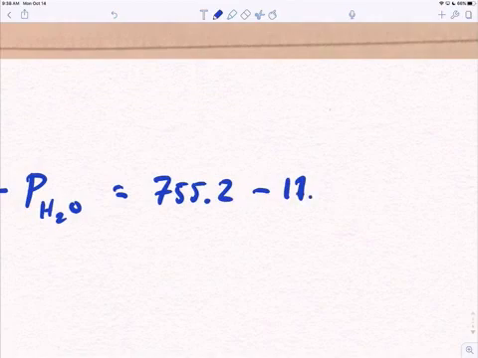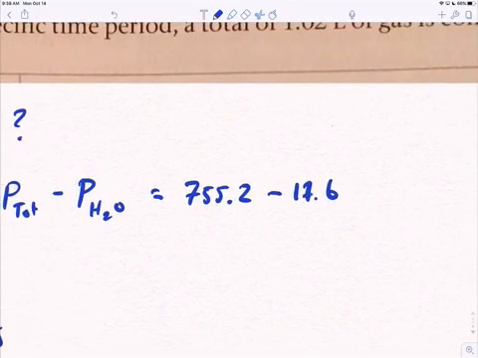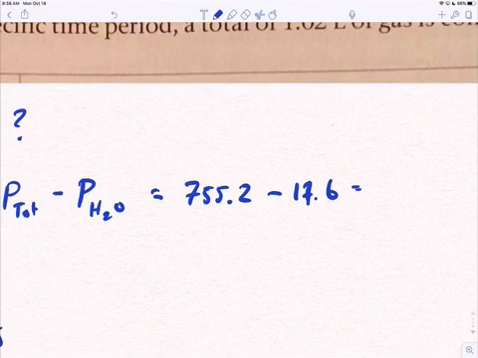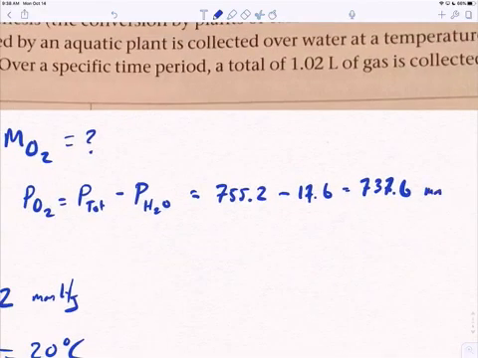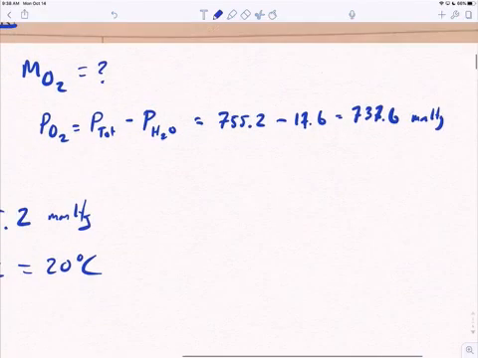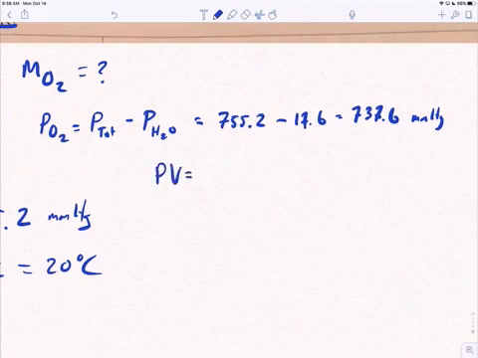So, 17.6. Subtracting that, I don't feel like doing math in my head today. 755.2 minus 17.6 is 737.6 millimeters of mercury.